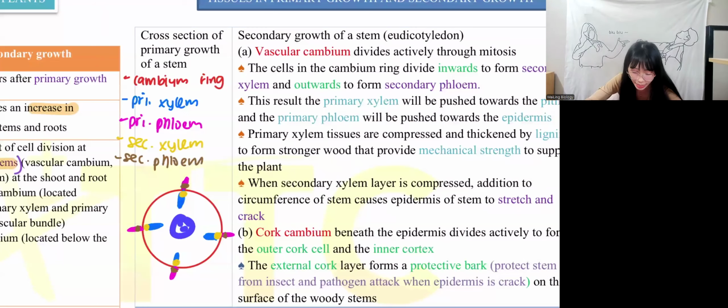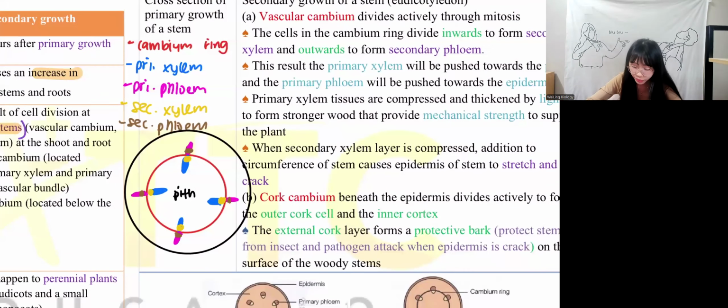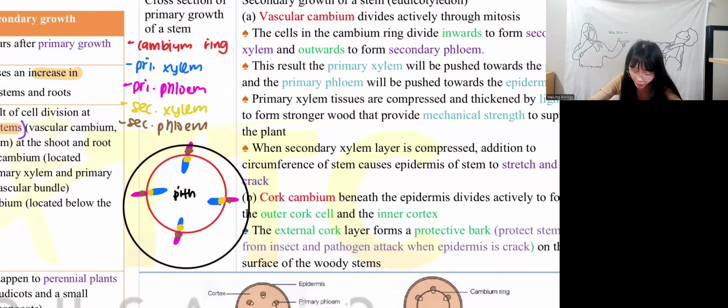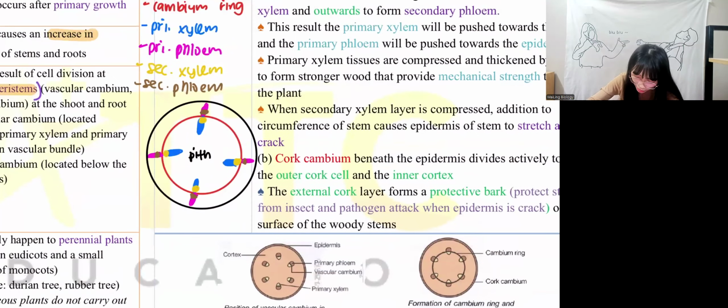What is the inside area here called? Correct. The primary xylem, they grow towards the pith. The blue color one grows towards the pith. The pink color one grows towards the epidermis. Let me make it slightly smaller. Grow towards the epidermis.